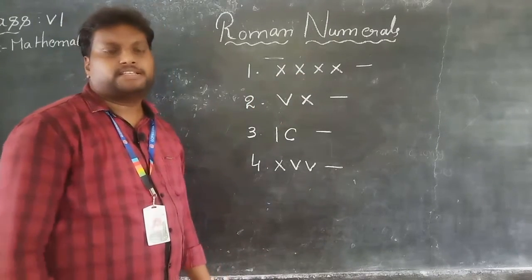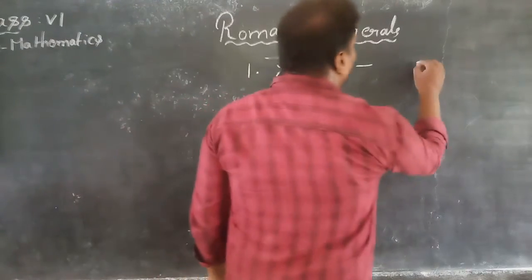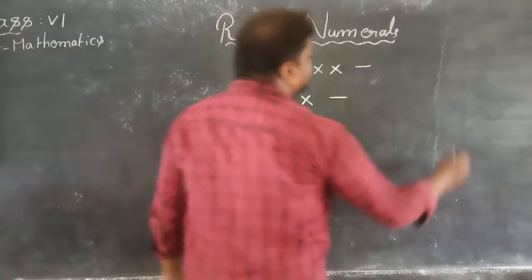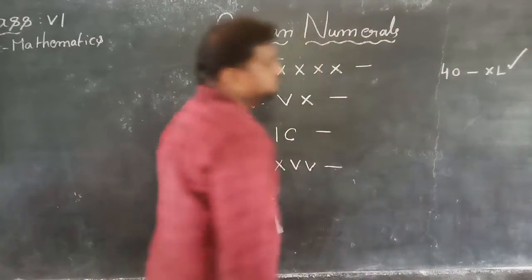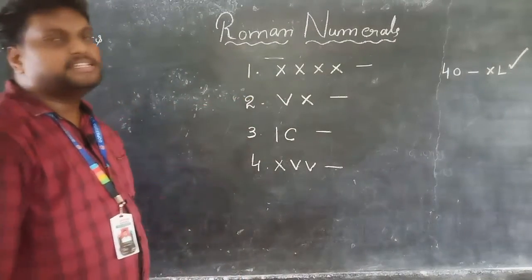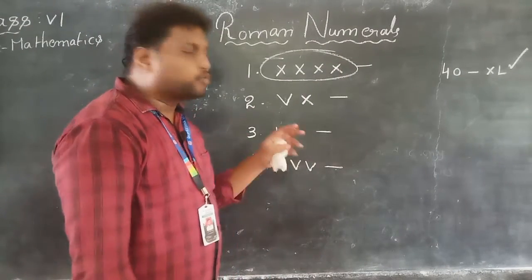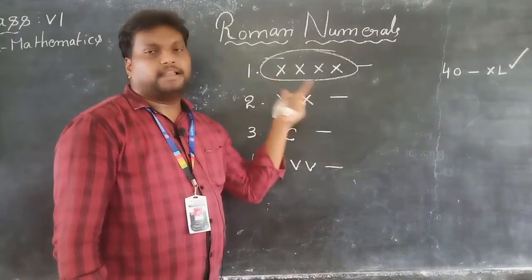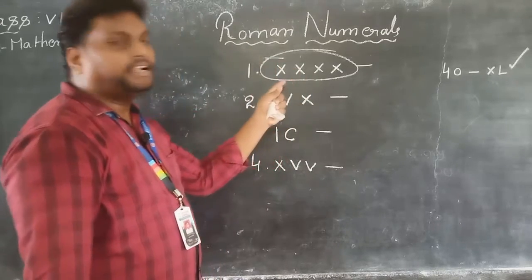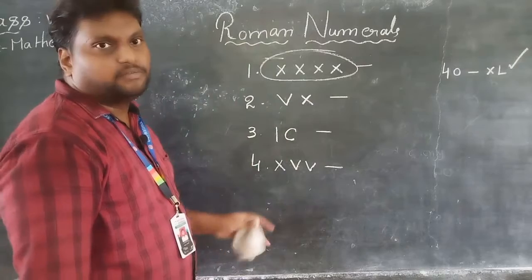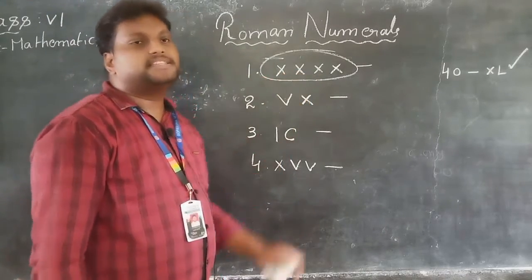Actually, what is the value of X? Means 10. 4 times is there means 40. Actually, 40 is equal to what? XL. This is the correct answer. But this is wrong. Why? Because according to the Roman numeral rule, any Roman numeral symbol, we don't repeat more than 3 times. We have to use only 3 times. But here how many times is there? 4 times. That's why this is wrong.